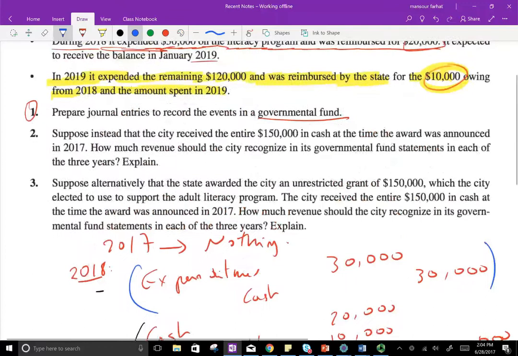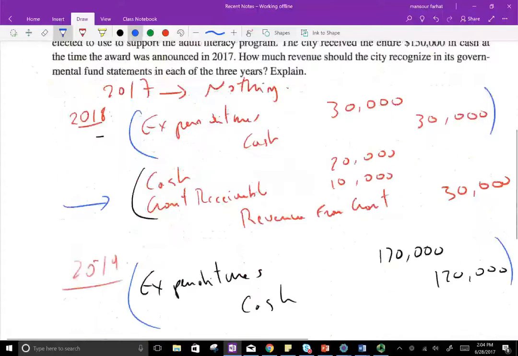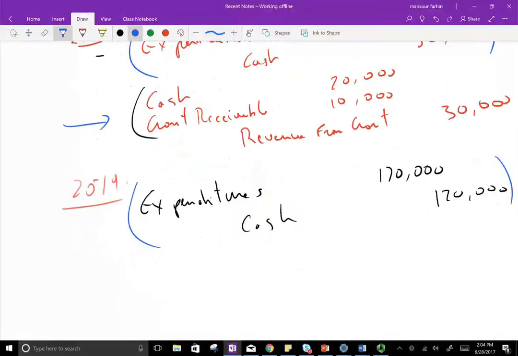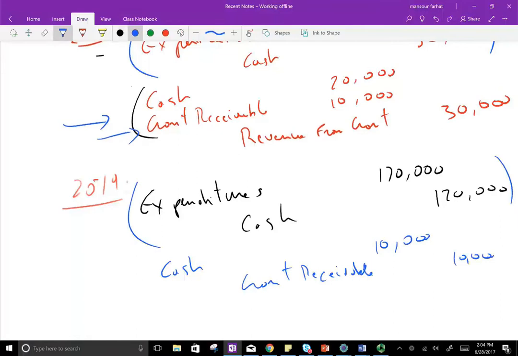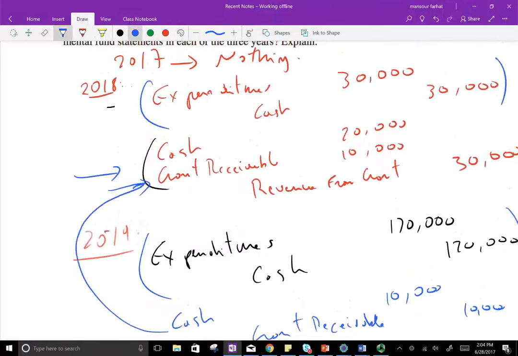Okay, so this is for the 120,000. Now also they said they paid us the $10,000, so let's do this separately. So we have a grant receivable, so we're going to debit cash 10,000, credit grant receivable for 10,000. And what's that for? This entry is for this grant receivable, because we recorded the grant receivable the prior year.